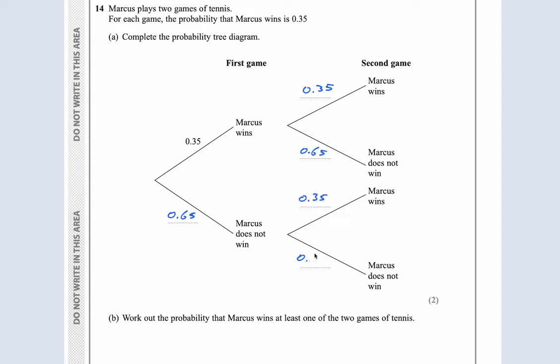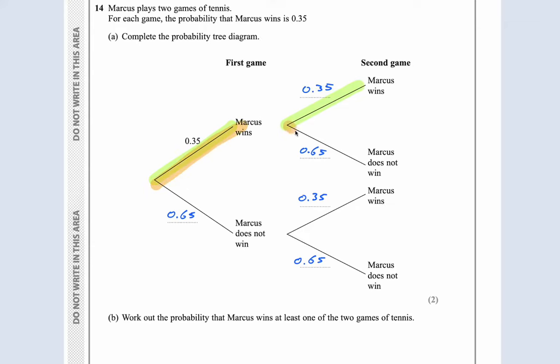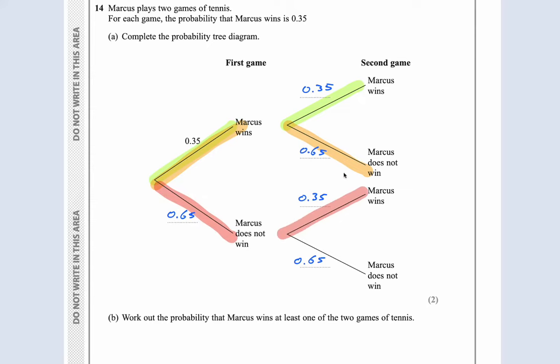This is 0.65. Work out the probability that he wins at least one of the 2 games. So if he's going to win at least one of the 2 games, there's 4 things that can happen. There's this, there's this, there's this, and there is this. These are the 4 things that can happen.